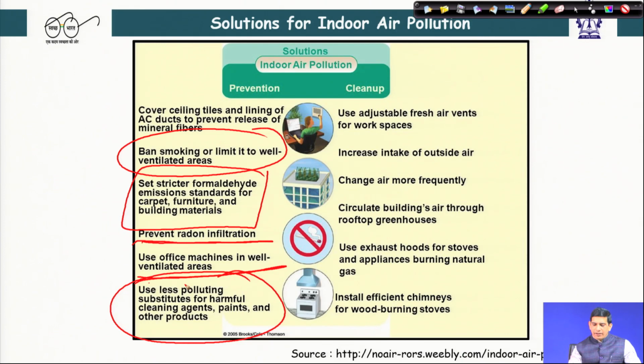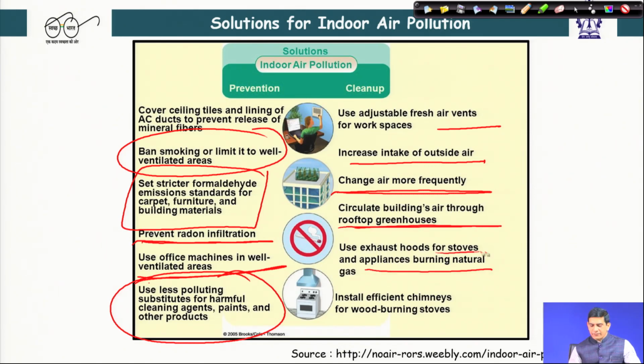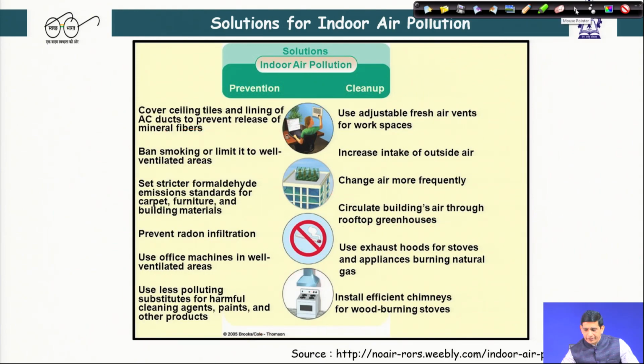Clean up with fresh air vents: increase intake of outside air, change air more frequently, and circulate building air through rooftop greenhouses. Use exhaust hoods for stoves and appliances using natural gas, and install efficient chimneys for wood burning stoves. You need to do that to make sure you do not get those effects.